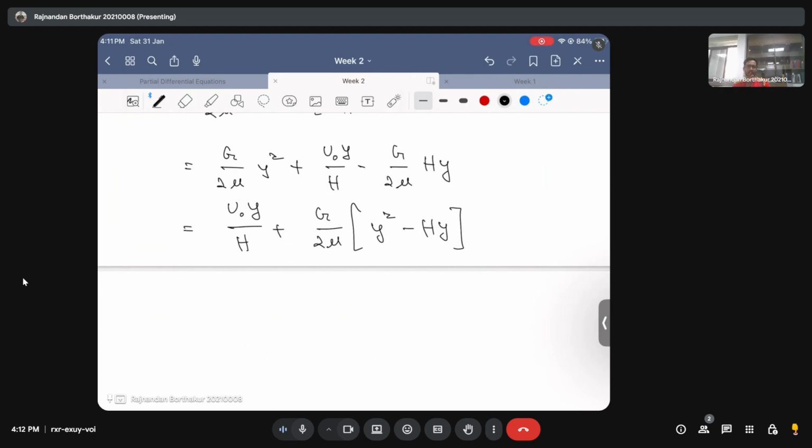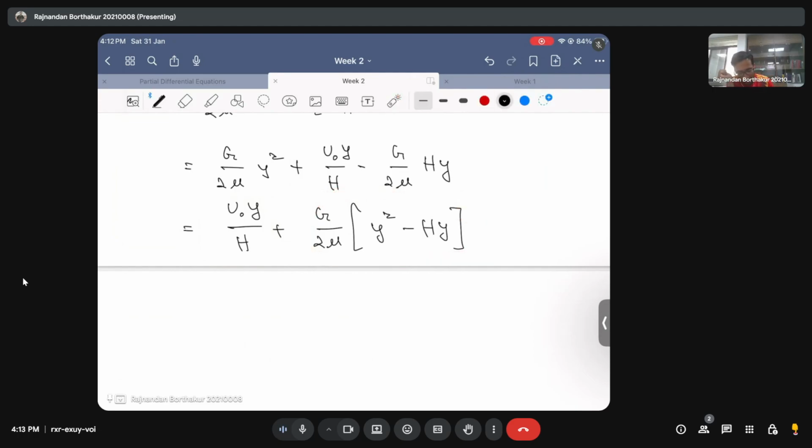Do you see some similarity with two problems where, in one problem there's a plate which is just moving with u naught without any imposed pressure gradient, and in the other problem there's an imposed pressure gradient but the plates are stationary. So I believe you can see that this problem is a linear superposition of these two problems. In the first case you just have a plain Couette flow, and in the second case you just have a plain parabolic flow.